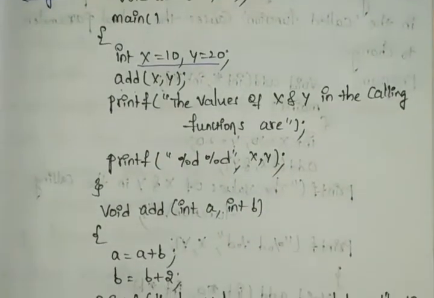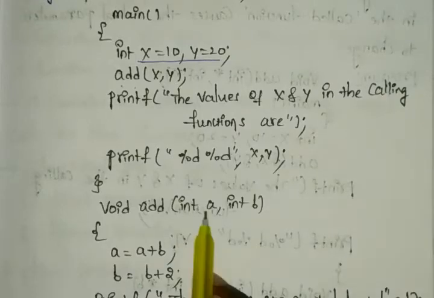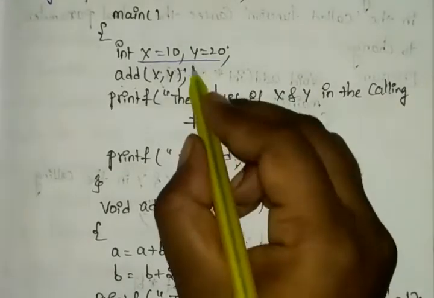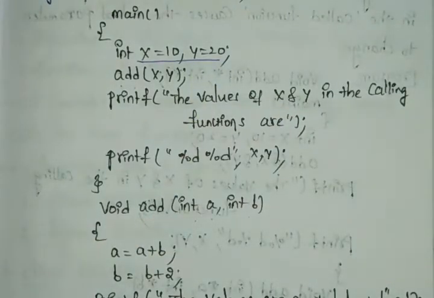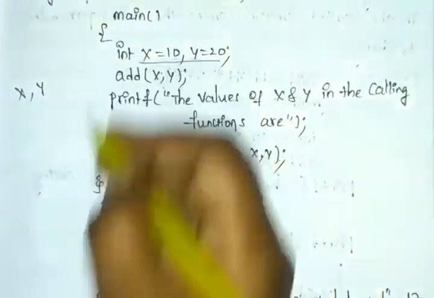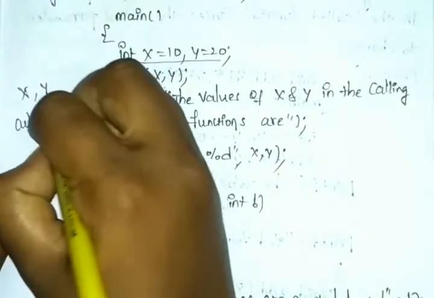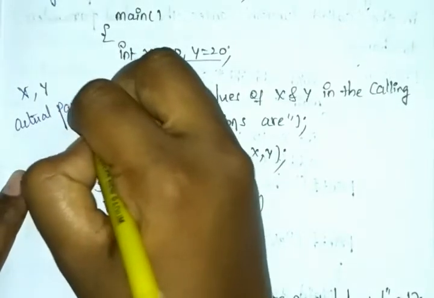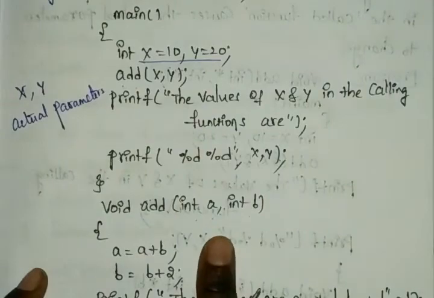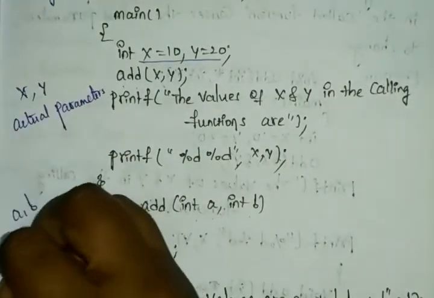Next you can write the void add method. In that I'm choosing int a and int b. Here, the x and y are our actual parameters, and the a and b are our formal parameters.